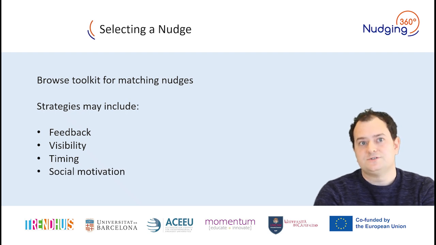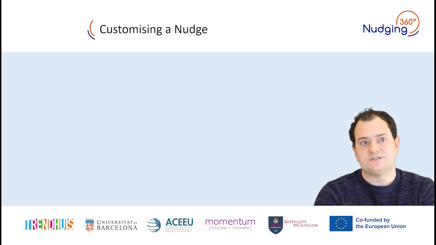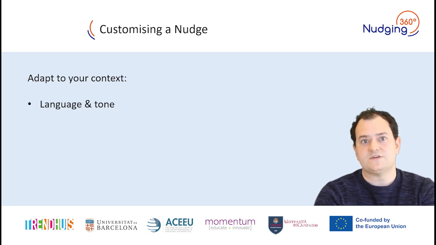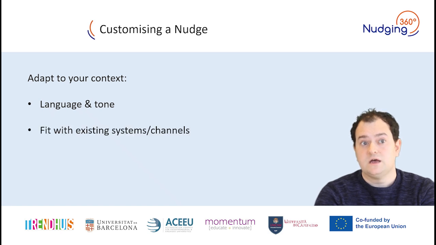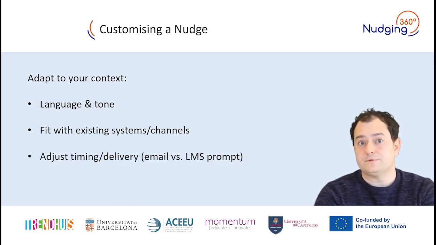Once you've chosen a nudge, it's time to customize it for your context. The nudging toolkit includes customization guidance for each nudge, with suggestions on adapting the language and tone to fit your institution's culture, aligning with existing systems, tools, or communication channels, and adjusting the timing or delivery method, for example, an email nudge before a term starts versus a prompt inside your LMS.